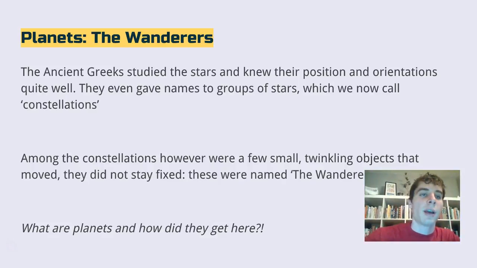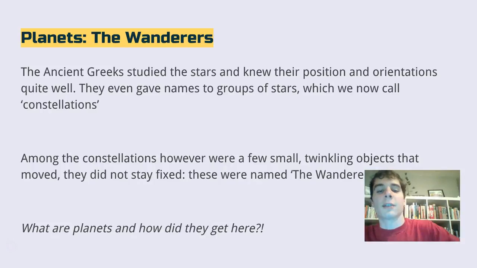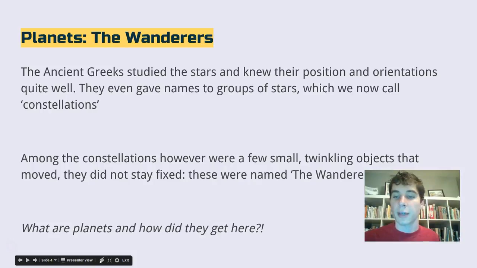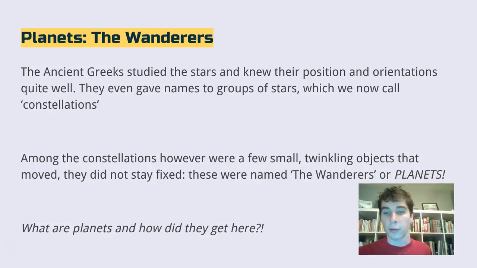As mentioned previously, planets is a term that the ancient Greeks used. As they studied the stars, they knew their positions and orientations quite well. They even gave names to groups of stars, which we now call constellations. Among the constellations, however, were a few small twinkling objects that moved. They didn't stay fixed relative to the background stars. They were named the wanderers, or planets in Greek. So what are planets and how did they get here? These are the questions we're going to hope to be answering throughout these next 2 lessons.